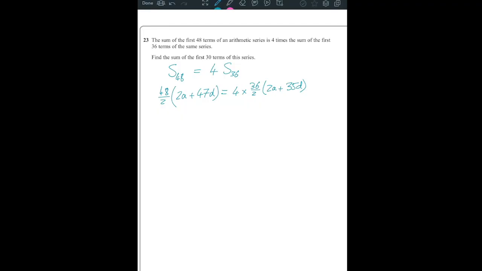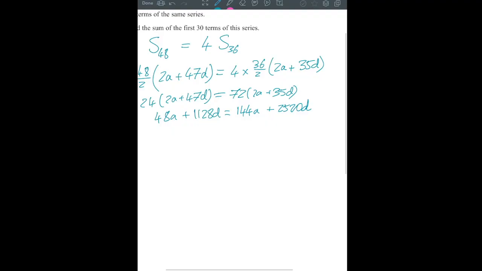All I can do is try and simplify. So let's simplify. That's 24(2a plus 47d). 4 times 36 over 2 is 72, (2a plus 35d). I'm going to expand everything out. 48a. My only hope at the moment is I can put the a's and the d's all on the same side and something magical happens. But I don't think anything magical can happen, at least not with the information we currently have.